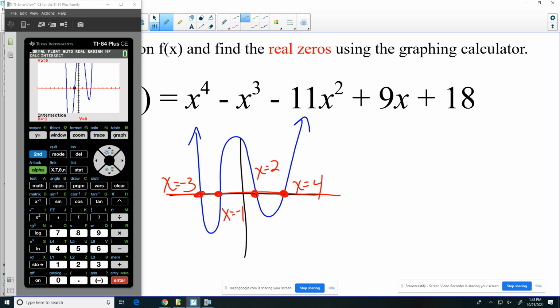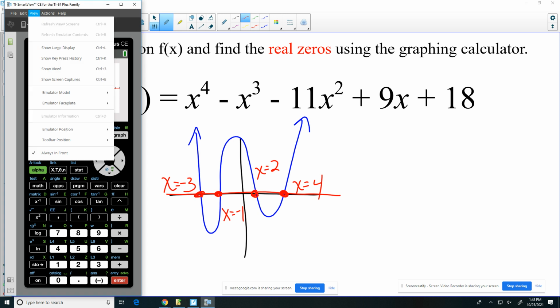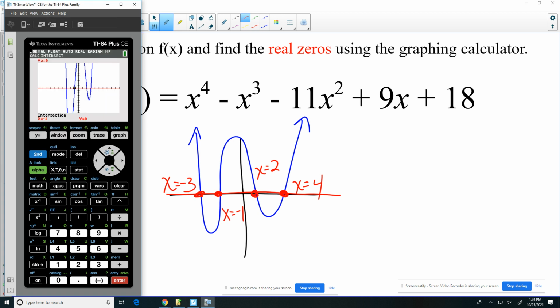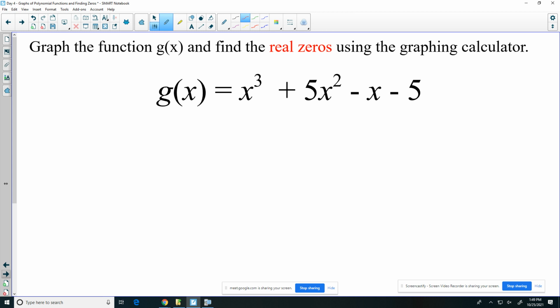So we can find our points of intersection using our graphing calculator. We just solved this parabola, or this quartic. We found the solutions without ever using any algebra. All right, try the next one. I want you right now, using your graphing calculator, to find the zeros of this function. Find the zeros of this function using the graphing calculator, please.